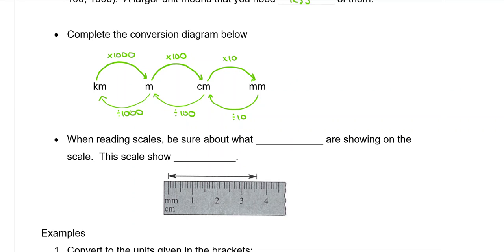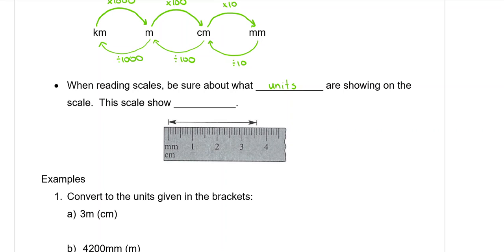Okay, when reading scales, be sure that you know what units are showing on the scale. So we have a ruler here with an arrow on it. This ruler is showing us, and we need to read off the measurement. Now we have both millimeters and centimeters written on the end of this ruler. That's because the big numbers here, these big spaces, are measured in centimeters, 1, 2, 3, 4 centimeters. But the little spaces in between, these little lines in here, they are millimeters.